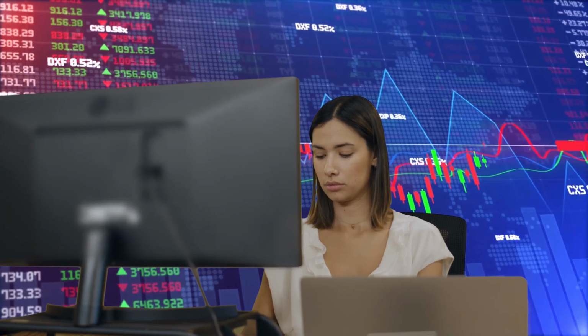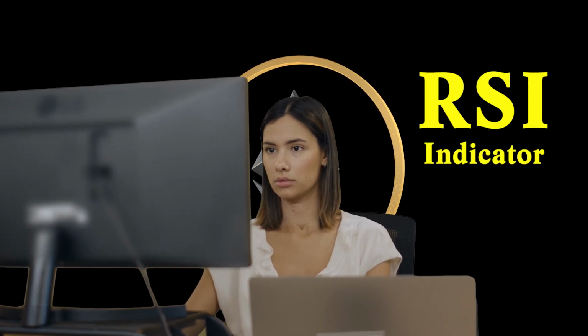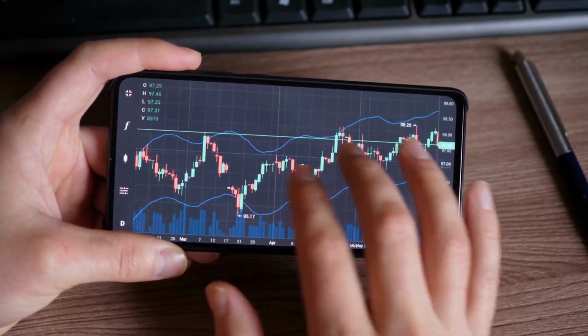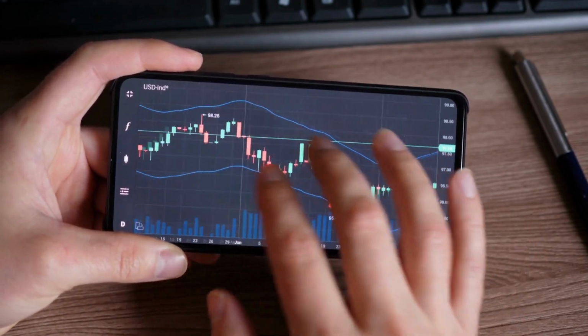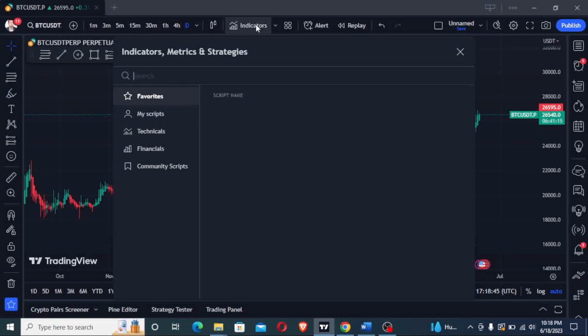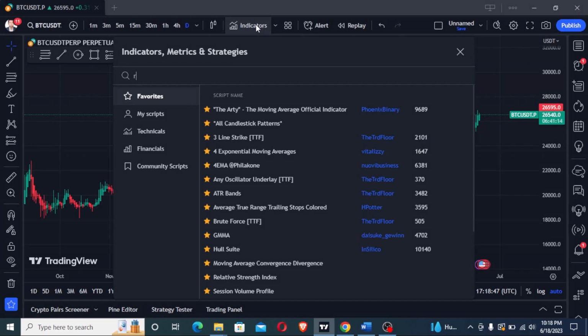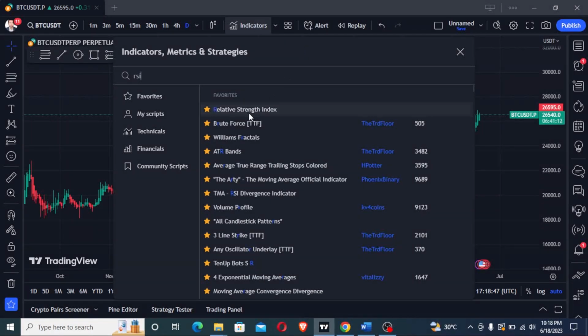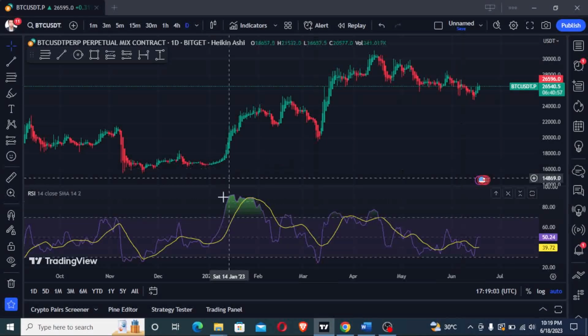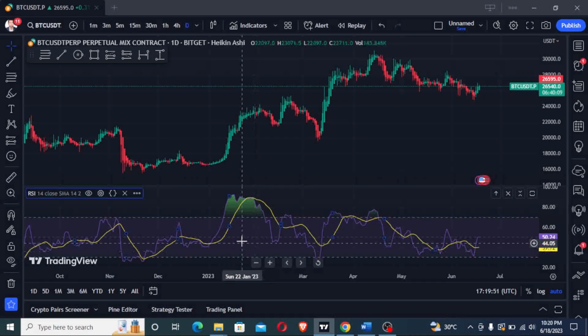In today's video, we'll be diving into one of the most popular technical indicators used by traders, the RSI indicator. Whether you are new to trading or a seasoned pro, understanding the RSI can be incredibly valuable. So let's get started. The RSI, or Relative Strength Index, is a momentum oscillator that measures the speed and change of price momentum. It helps traders identify overbought and oversold conditions in the market.